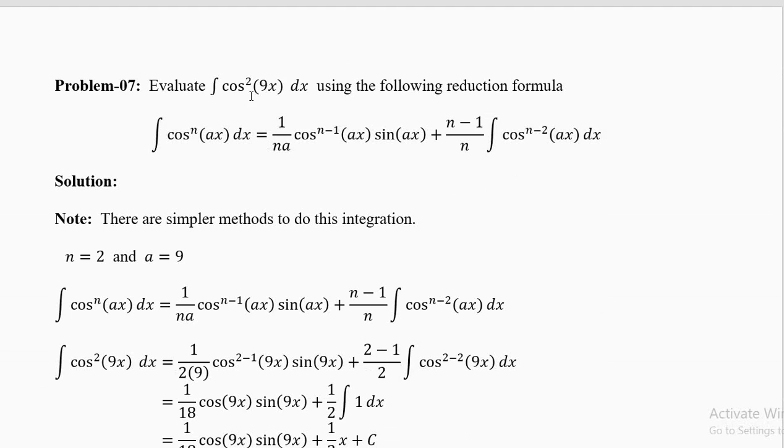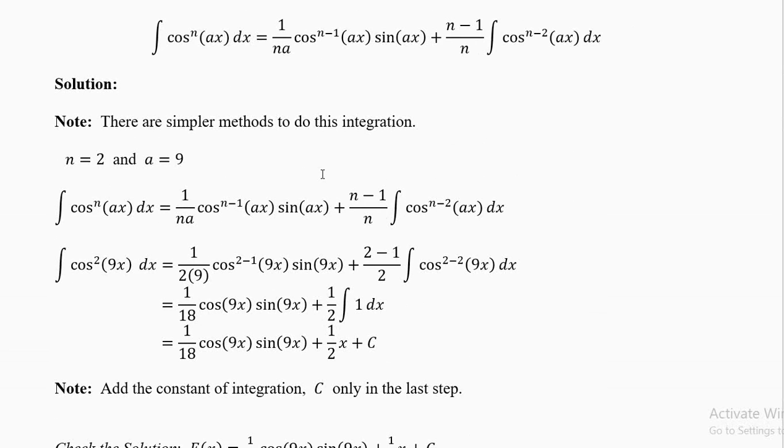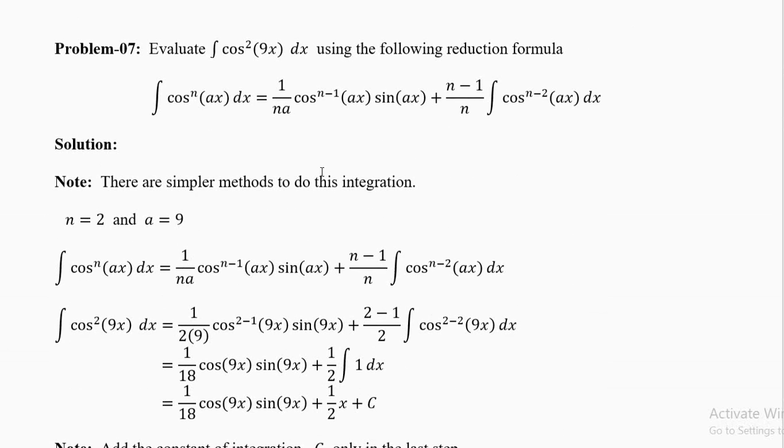Next, evaluate cos square dx using the following reduction formula. Now n equal to 2, a equal to 9. This is a one line question. Now look at the reduction formula and do it. It is 1 over na. So n equal to 2, a equal to 9. You'll get 1 over 18 cos 9x sin 9x.